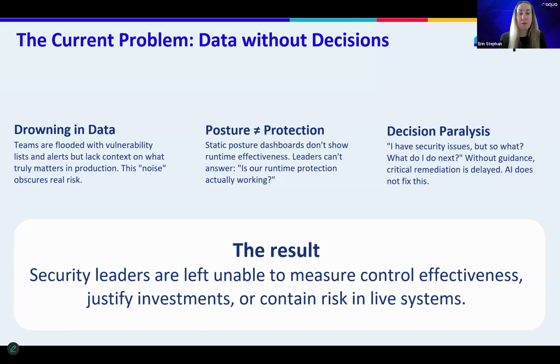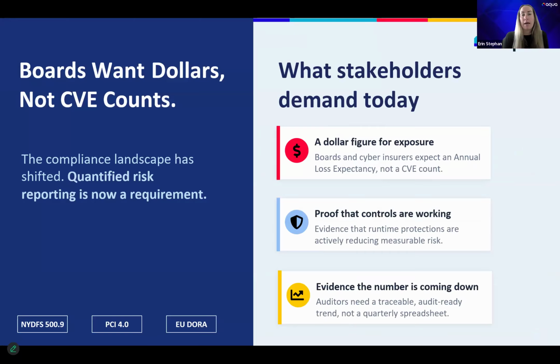And so what we're really left with is security leaders are unable to make and really measure the control effectiveness. That's difficult to justify investments in tooling. And most importantly, difficult to contain that risk to those live systems. And where we're seeing, again, the evolution, especially from a compliance perspective, is boards want dollar figures, not CVE counts.